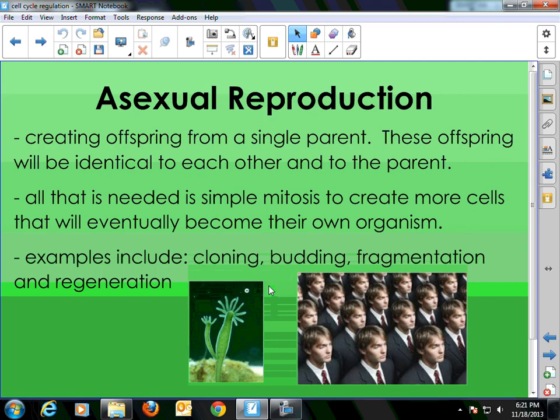For example, this picture on the left here, this is a hydra. This hydra would have gone through mitosis, produced a whole bunch of cells sticking off their side. Now they've differentiated into their own little hydra, and this hydra will eventually break off and swim free. This is called budding, and it's one of the examples of asexual reproduction.